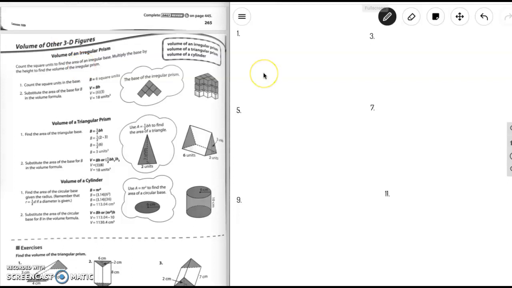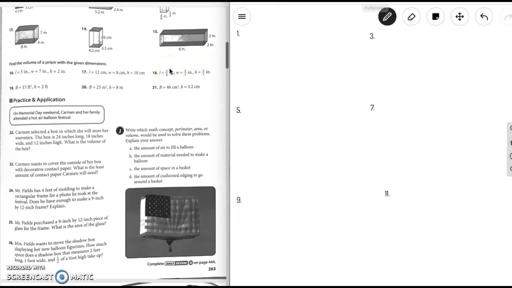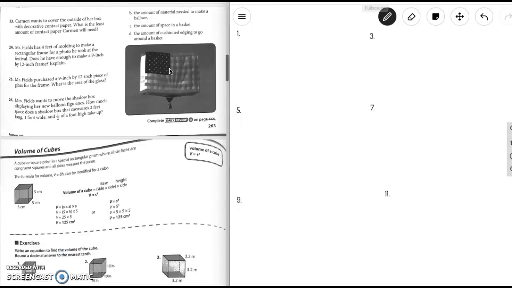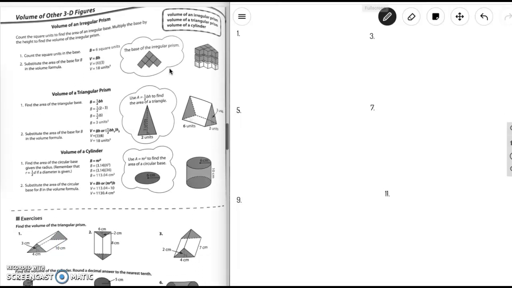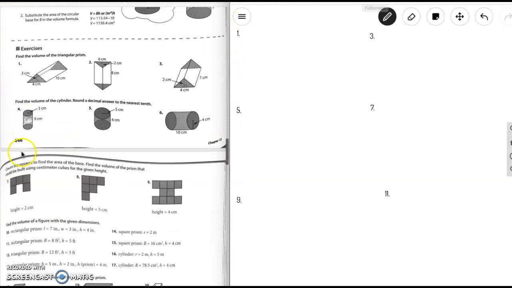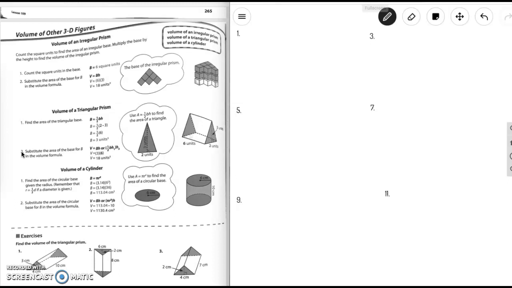Welcome to math. So we know how to calculate the volume of rectangular prisms. We also know how to calculate the volume of cubes. And now we're going to be looking at some other shapes, some other 3D figures. So take a few minutes to really read over this section. It's on page 266. And then we can move on to the odd numbers together.